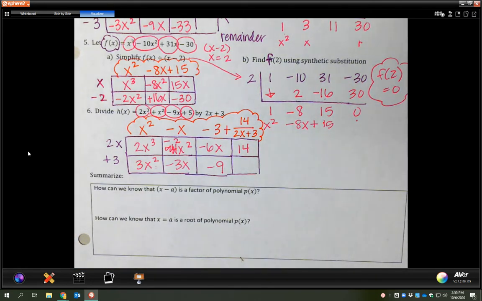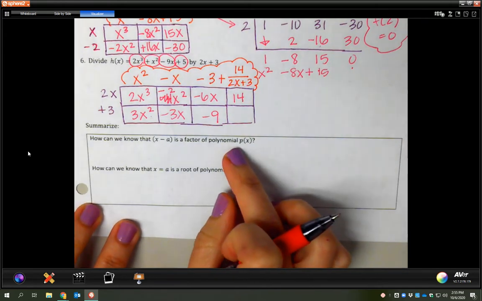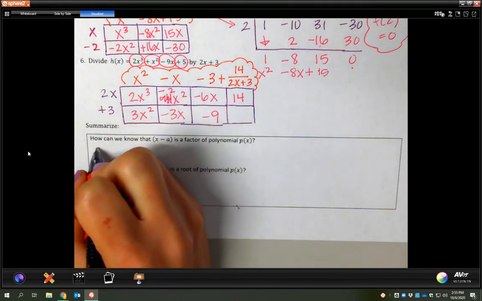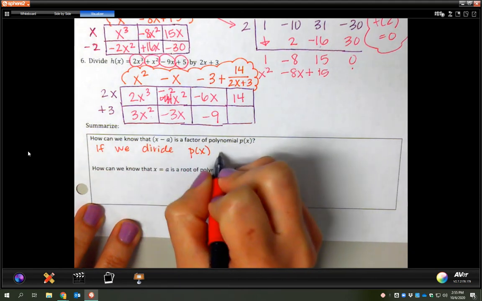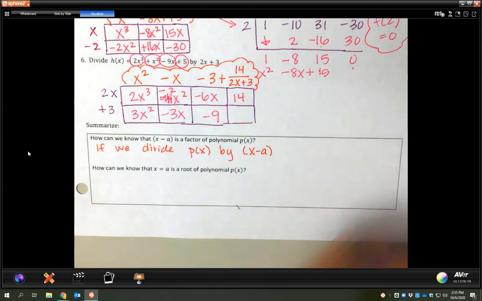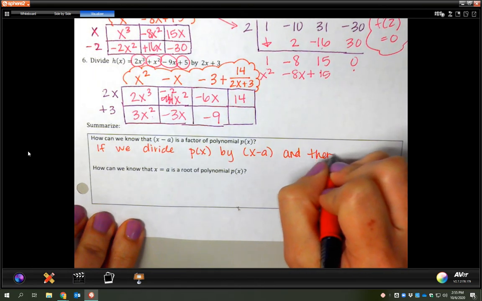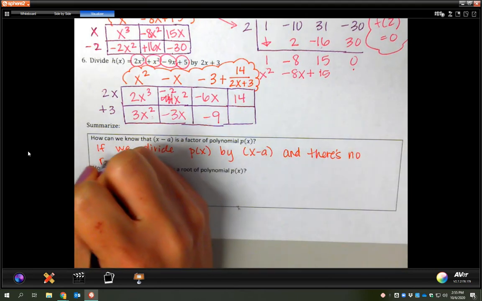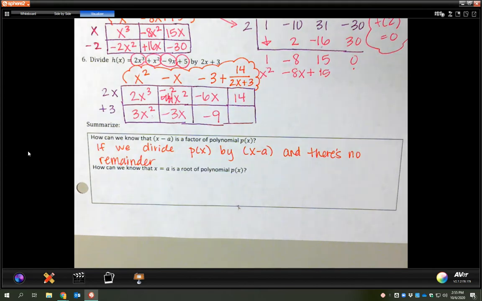Okay, last thing at the bottom is just to summarize a couple things that were mentioned earlier. How can we know that x minus a is a factor of a polynomial that we're calling p of x? Well, if we divide p of x by the potential factor, x minus a, if it is a factor, it'll work out perfectly with no remainder. If we divide p of x by x minus a and there's no remainder, that's how we know that x minus a is a factor of p of x.